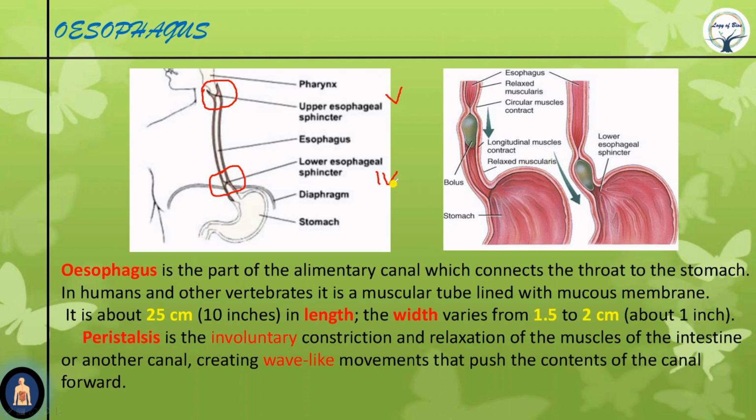Now peristalsis. Peristalsis is an involuntary wave-like movement that pushes the contents of the canal forward. It comprises contraction and relaxation. See here, contraction and here relaxation. As a result, the food or bolus moves in the forward direction, and peristalsis is controlled by a network of nerves known as the myenteric plexus.